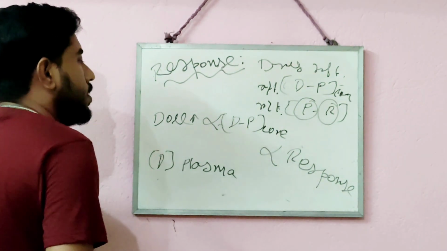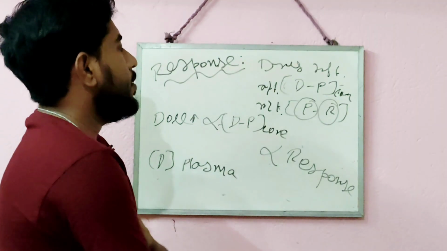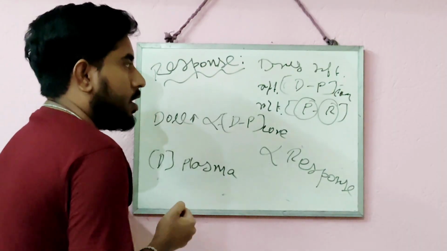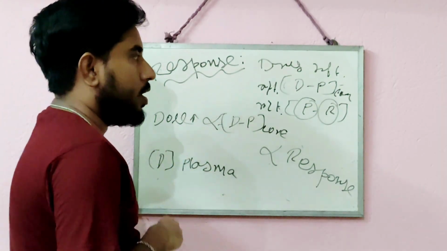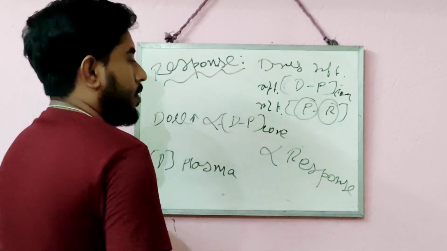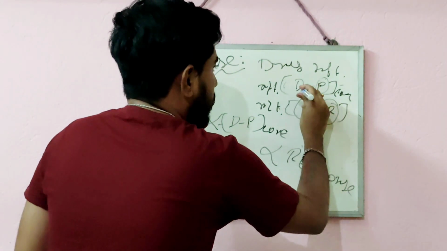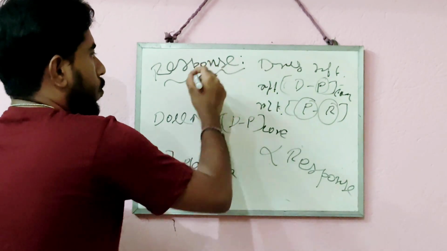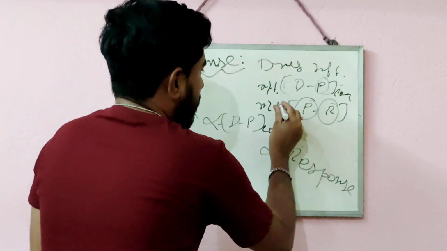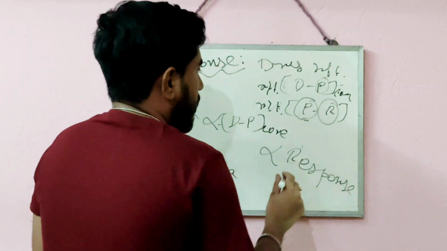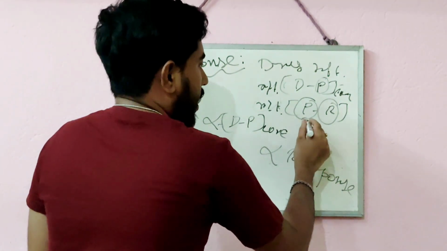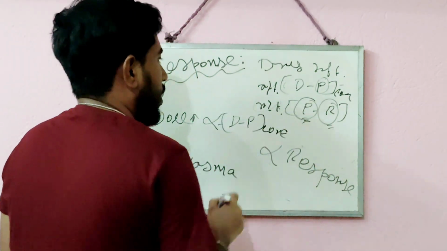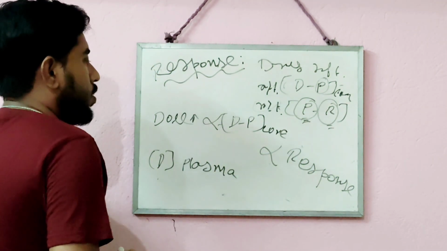So from here we can see that drug response relationship depends upon two types of relationship. One is the drug plasma concentration relation, that means the relation between how much drug you are taking and how much drug is present as a concentration in plasma. That relation is also dependent upon the dose response relationship. Another is the relation between plasma concentration and the response that is shown by the drug.